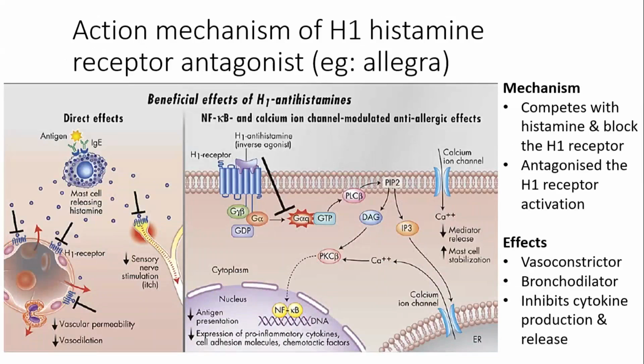This is the action. Sorry, Allegra is actually an H1 histamine receptor antagonist. So they compete with the stimuli and then block the action of the H1 receptor, therefore can cause vasoconstriction and bronchodilation. They also reduce inflammation by inhibiting cytokine production and release.